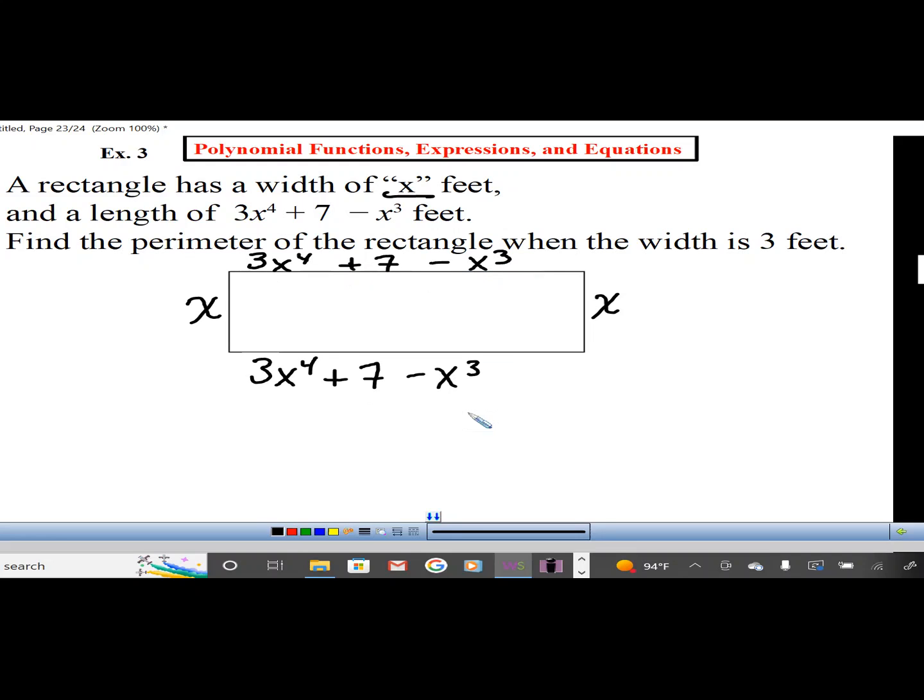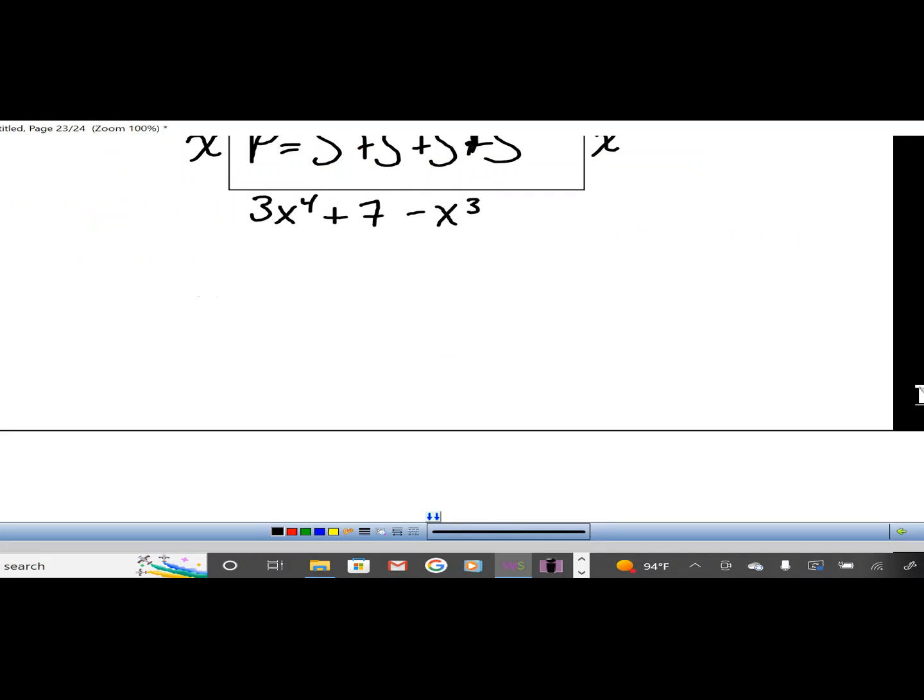All right, so they want us to find what? The perimeter. Who remembers how to find the perimeter? Tell your neighbor, how do you find the perimeter of any figure? Yeah, I heard add all the sides. How many sides do we have here? 4, so side plus side plus side plus side. That is correct. So here we go.